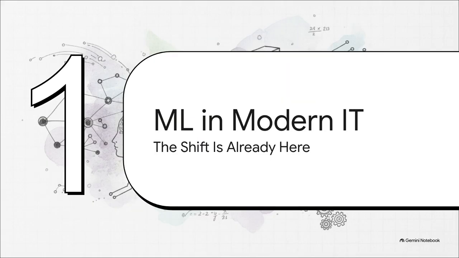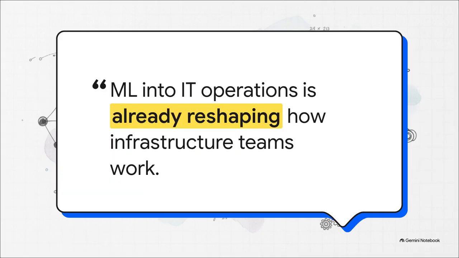The shift is already here. You know, it's funny. People talk about ML like it's some distant sci-fi future. It's really not. The integration of machine learning into IT ops is already reshaping how modern infrastructure teams work. It's actively powering anomaly detection, predictive maintenance, and intelligent automation in production environments right this second.